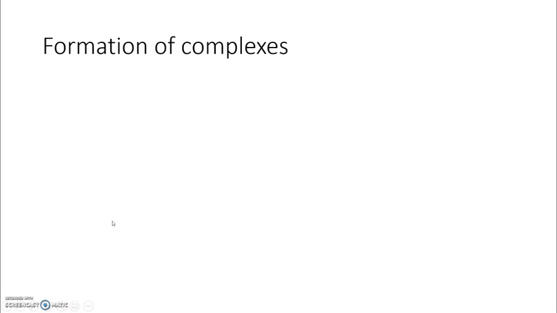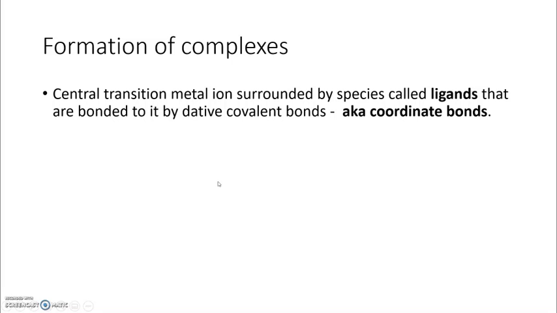Okay, so first of all, formation of complexes. What is a transition metal complex? This type of species is where you have a central transition metal ion surrounded by species called ligands. These are bonded to that central transition metal ion through a dative covalent bond, but in this context, this type of bond is usually referred to as a coordinate bond.